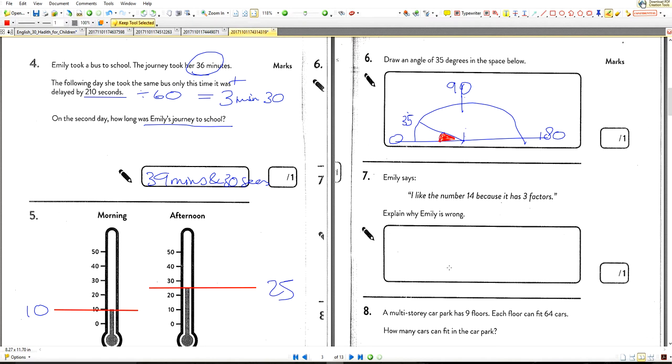I'm doing a sketch of it, but your angle should be something that looks like this, like that. That's it. 35 degrees.